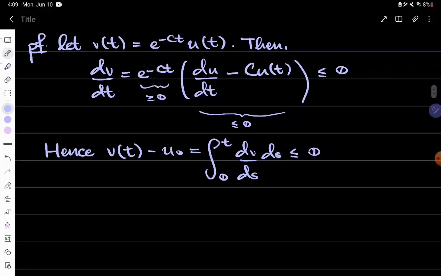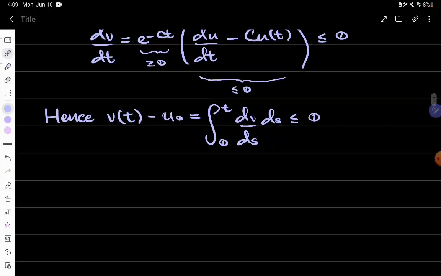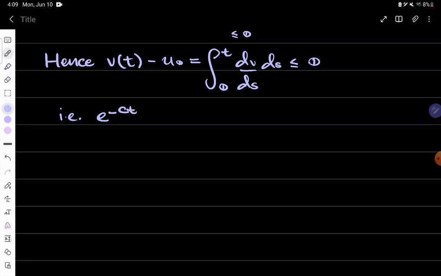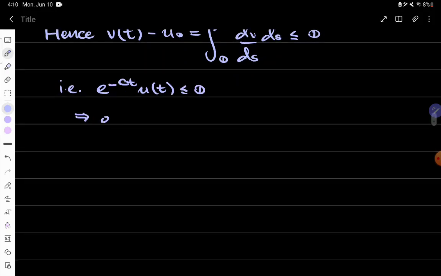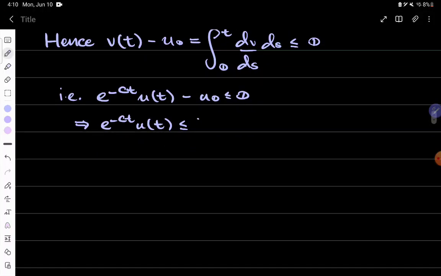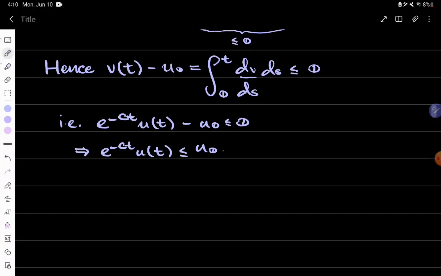because we have the bound above, and u naught is non-negative itself, so we can just add it, and this doesn't change, which is to say e to the negative ct times u of t is less than or equal to 0, and this is true precisely when, just move this around. Oh, sorry, I think I wrote this wrong. This should be minus u naught, I forgot that term, less than or equal to 0, and this is true precisely when u of t is less than or equal to u naught e to the ct.